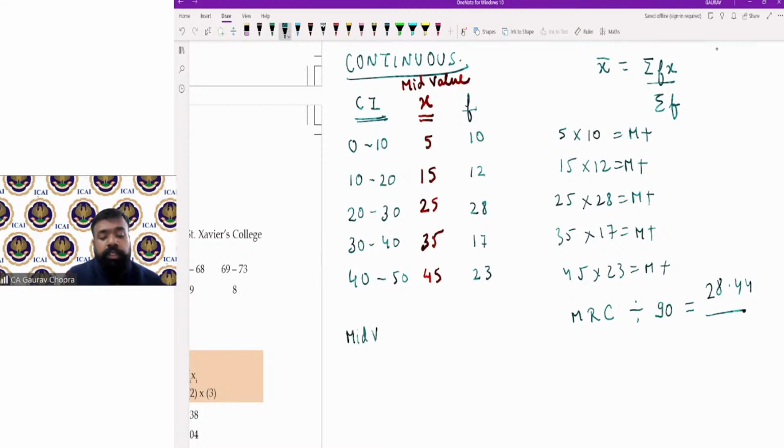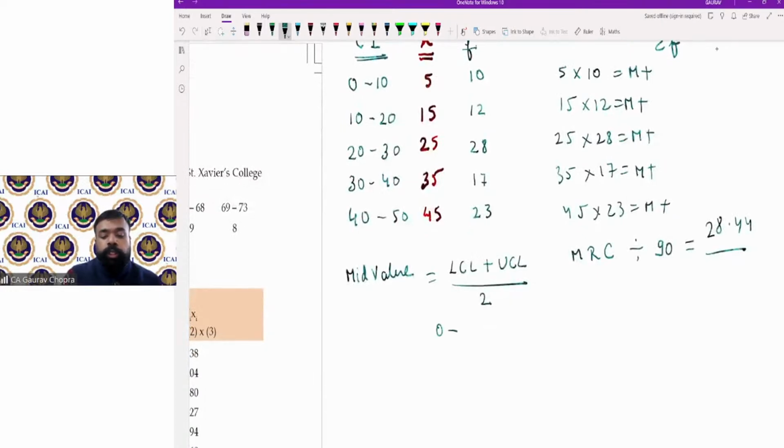As we have discussed in the previous class, mid value is lower limit plus upper limit divided by 2. So 0 plus 10 upon 2 gives 5. Then 10 plus 20 upon 2 gives 15, and so on. So in this way, you can calculate mid value.